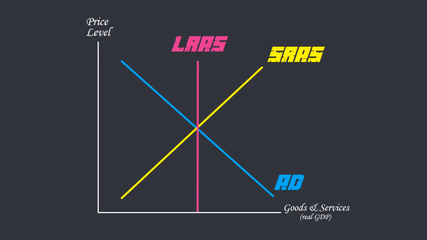We'd like, as this picture shows, for this to be right where the long-run aggregate supply curve is. If the cross of the short-run aggregate supply curve and the aggregate demand curve is on the long-run aggregate supply curve, we have the long-run equilibrium of Y equals C plus I plus G plus NX. Well, where does this come from?